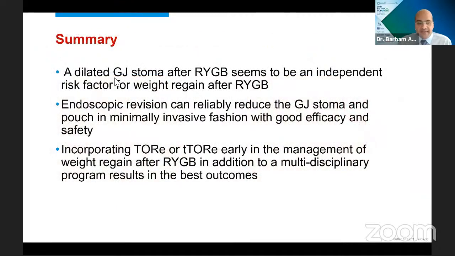So in summary, a dilated gastroduodenal stoma after Roux-en-Y gastric bypass seems to be an independent risk factor for weight regain. Endoscopic revision can reliably reduce the gastrojejunal stoma and pouch in a minimally invasive per-oral approach with excellent safety and good efficacy. Incorporating TORe, or now tubular TORe, at least in our practice, early in the management of weight regain, in addition to a multidisciplinary team program, results in the best outcomes.